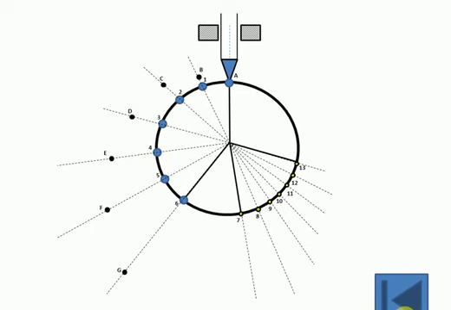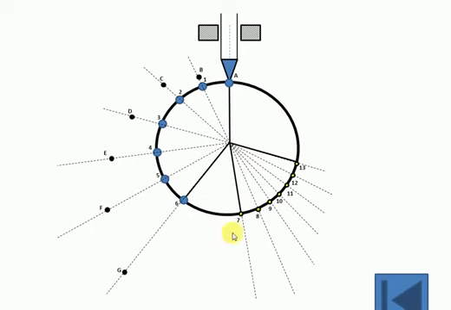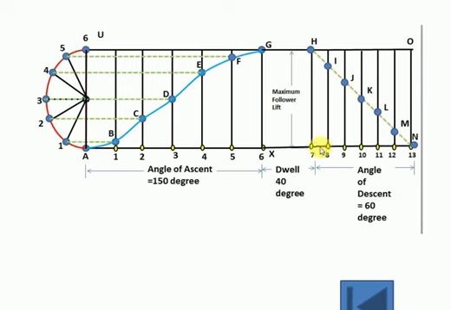This 1B, 2C, 3D, 4E, 5F and 6G are the displacement at various positions of the angle of ascent, showing simple harmonic motion. In the same way, from point 7, 8, 9, 10, 11, 12 and 13 we'll draw points H, I, J, K, L, M and N. This represents the displacement, that is from 7 to H, 8 to I, in the same way from 12 to M and then 13 to N.